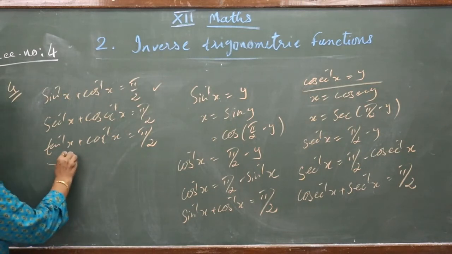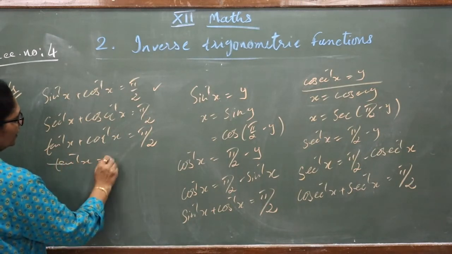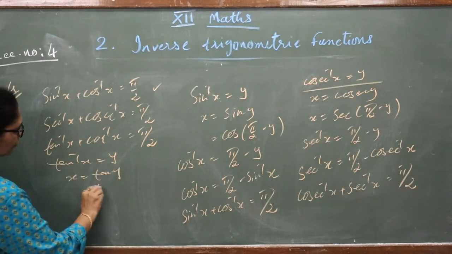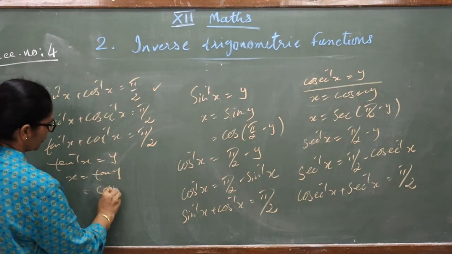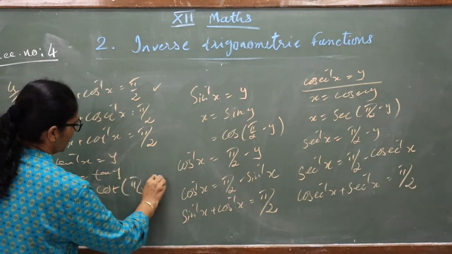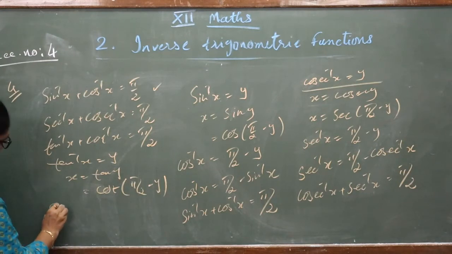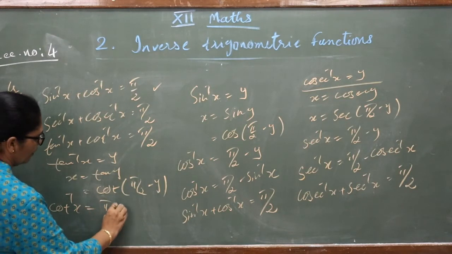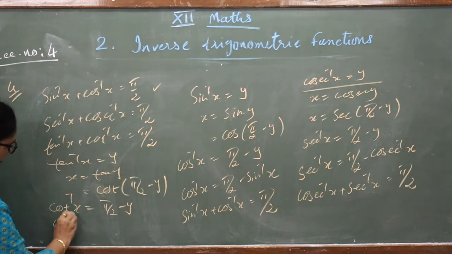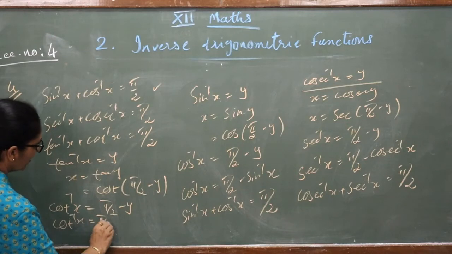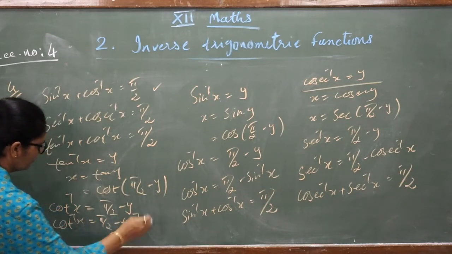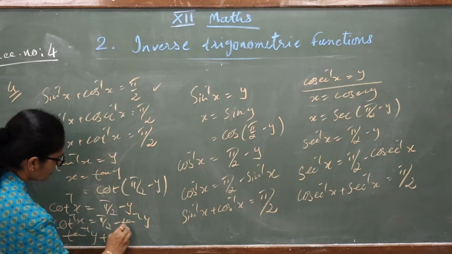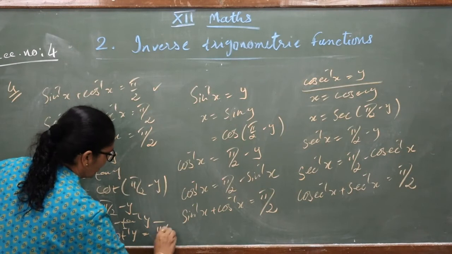So tan inverse x, we are taking y, x equals tan y. If you want to replace tan with cot, we can write cot of pi by 2 minus y. Now we can take cot inverse on both sides. So cot inverse and cot cancel, giving pi by 2 minus y. So we can say cot inverse x equals pi by 2 minus tan inverse y. Now shift tan inverse y to this side. So tan inverse y plus cot inverse y equals pi by 2.